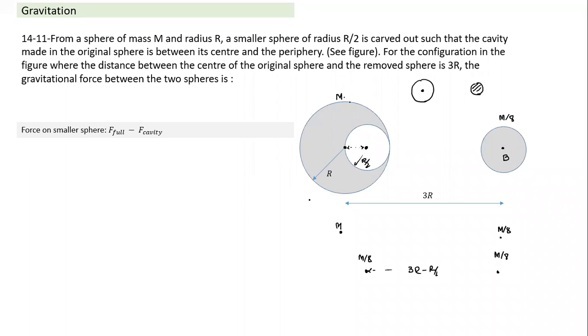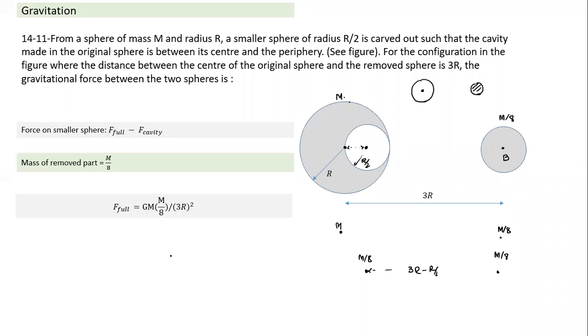Okay, it's only superposition. For the smaller sphere, the force on it will be the force due to the full sphere minus the force due to the cavity part. That's the principle of superposition. Mass of the removed part is m by 8. So the full mass gives G into m by 8 divided by 3r square. That's the force if the full sphere was present. But now we have removed a part, so we are calculating the removed part. The removed part also is a sphere. That's why I can do it. Had it been something else, would we have taken center of mass? No. We cannot apply that concept here.